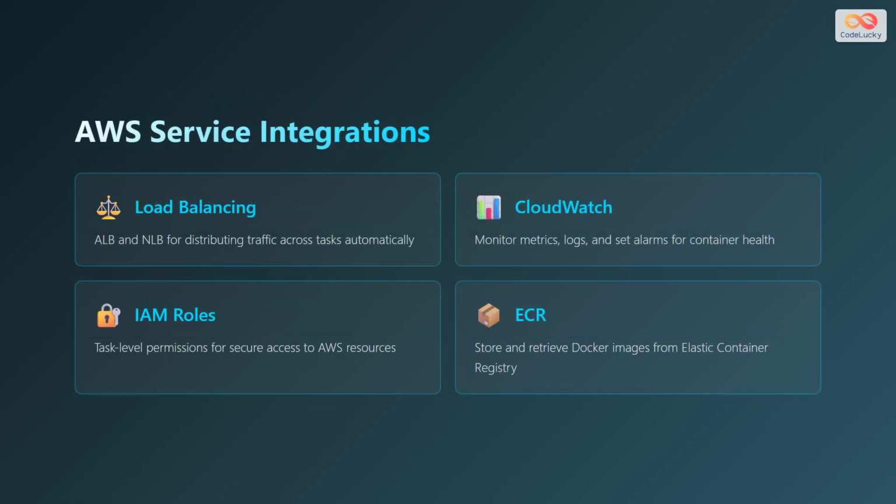ECS integrates seamlessly with other AWS services. For load balancing, you can use Application Load Balancer or Network Load Balancer to distribute traffic across tasks automatically. CloudWatch integration lets you monitor metrics, collect logs, and set alarms for container health. IAM roles provide task-level permissions for secure access to AWS resources. Finally, ECR, which is Elastic Container Registry, allows you to store and retrieve Docker images for your applications.